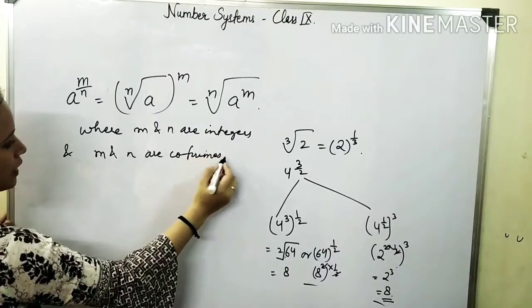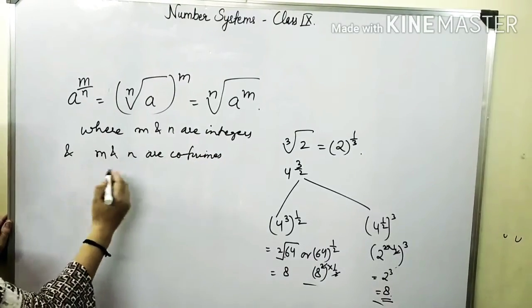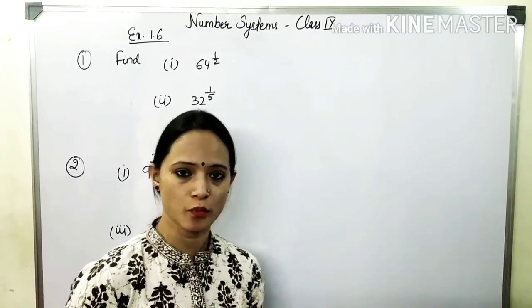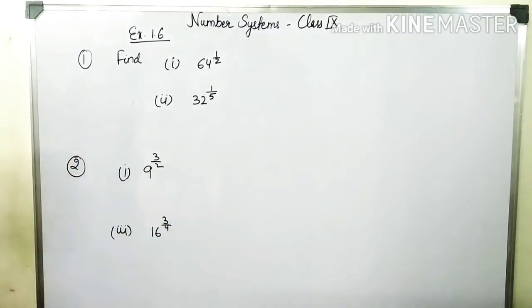It means they don't have any other factor common other than 1, and also n is greater than 0. Directly move on to the exercise 1.6. Question number 1 we have taken.